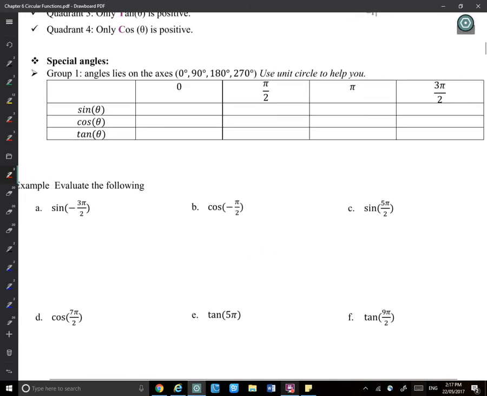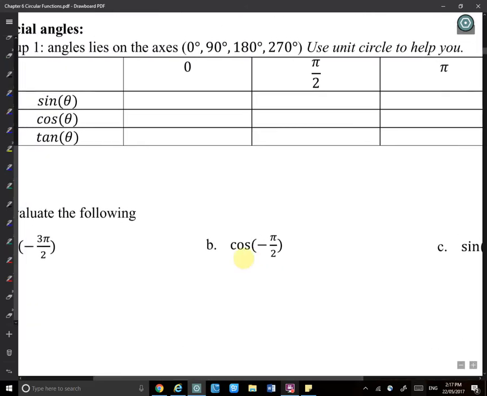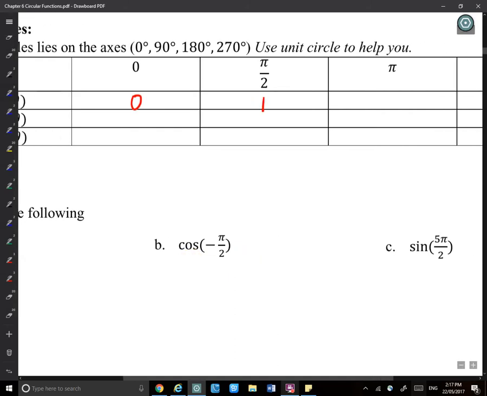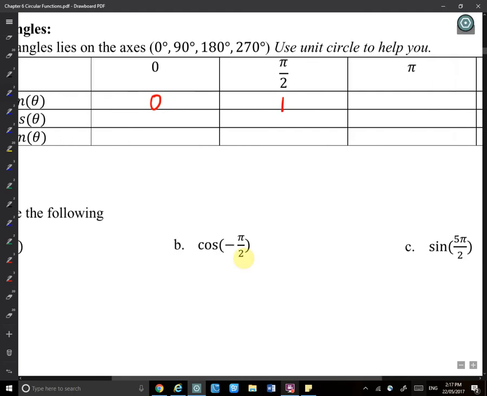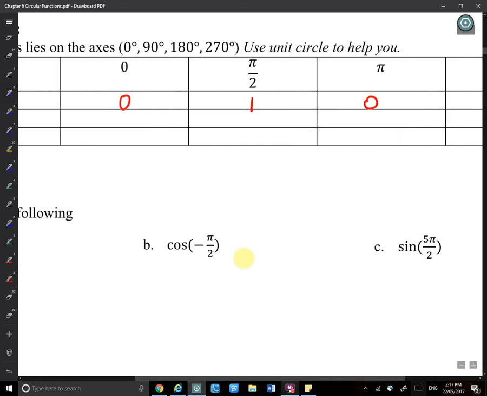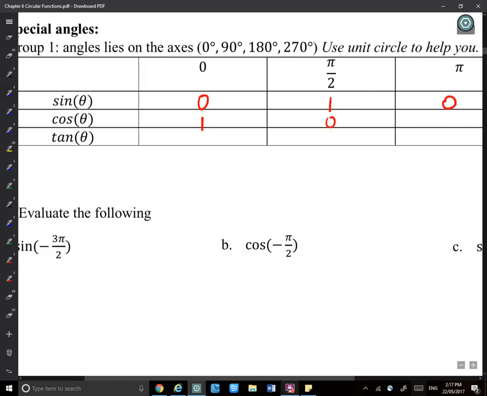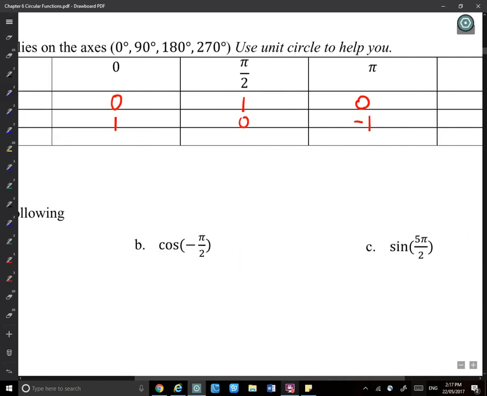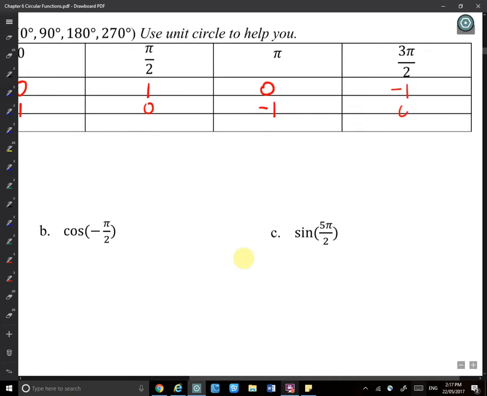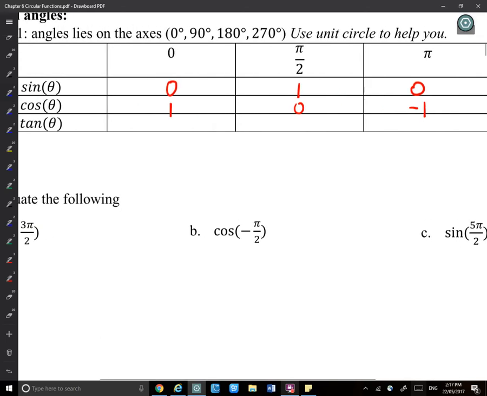So for example, sine 0 degrees is 0. Sine pi over 2 will be 1. Sine pi will be 0. Sine 3 pi over 2 will be negative 1. Cosine 0 will be 1, cosine pi over 2 will be 0, cosine pi will be negative 1, cosine 3 pi over 2 will be 0. That's how we find all of that, by using the unit circle.